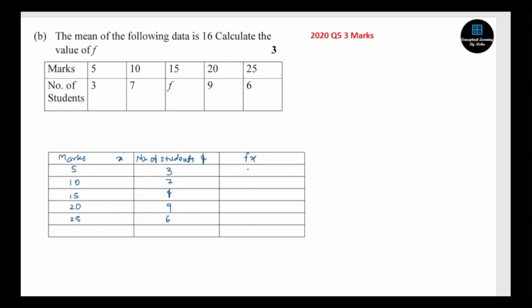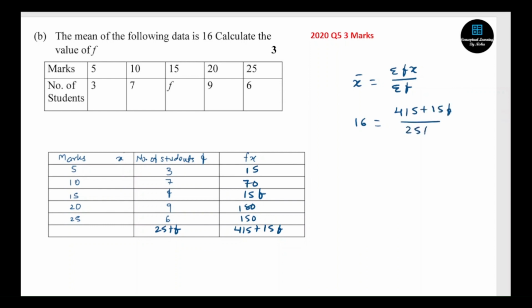So what do we get here? 15, 70, and the summation of f is nothing but 25 plus f. So we got this value, and now we'll write the mean formula. Mean is nothing but sigma fx upon sigma f. We know this. Mean is given to us, which is 16. So I substitute all the values and we'll quickly find the missing frequency f. So this is 25 plus f. And when I simplify this, I'll get f equals 15. So this is the missing frequency of this data.